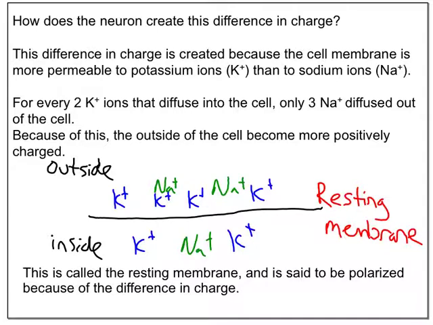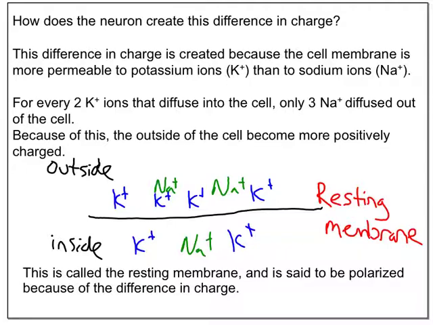Now how this happens is because of the sodium-potassium pump, which we discussed earlier in the course. And as you know, the sodium-potassium pump requires energy to do its job. So it's a form of active transport. So in order for this whole process to work, the cell has to use energy. It has to use energy to have stored energy on the outside of the cell. Okay, so the outside of the cell has a higher positive, inside has a lower positive. That is your resting membrane. This is called the resting membrane, and it's said to be polarized because of the difference in charge.